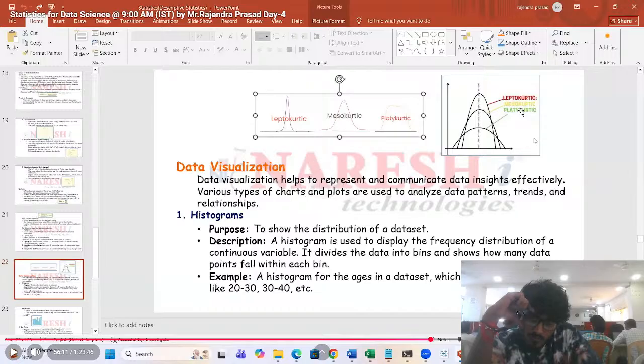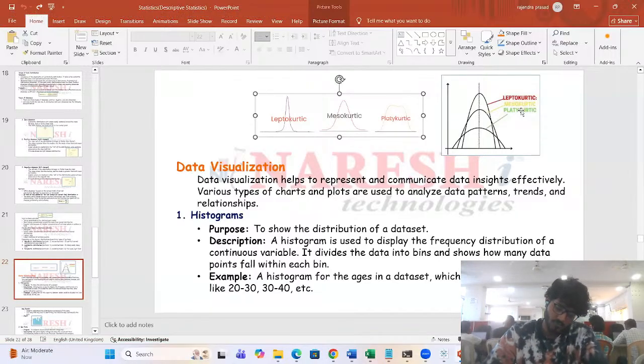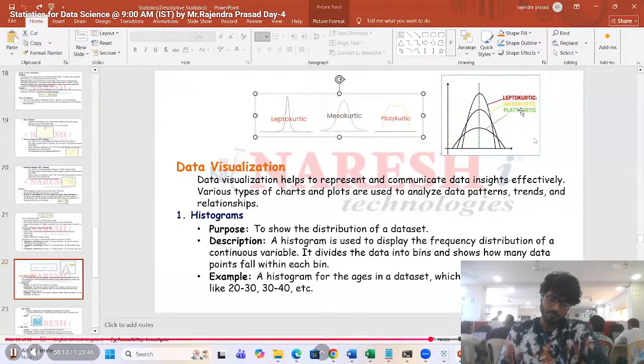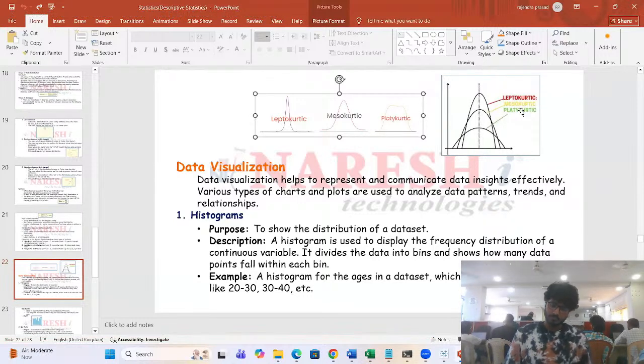This is how we are going to use skewness and kurtosis to identify whether the data is positively skewed, negatively skewed, leptokurtic, mesokurtic, or platykurtic. Clear?